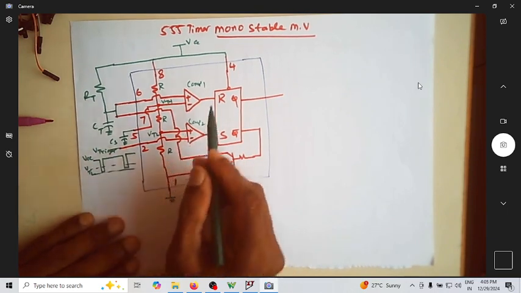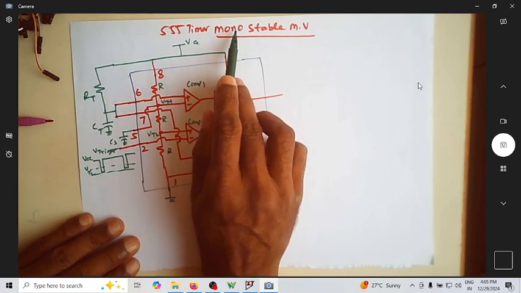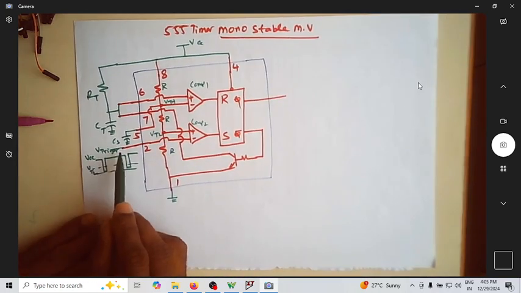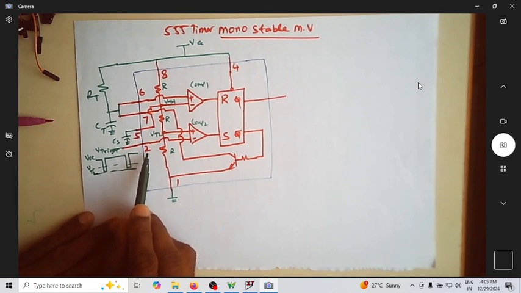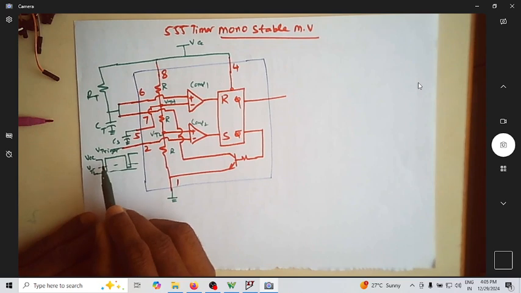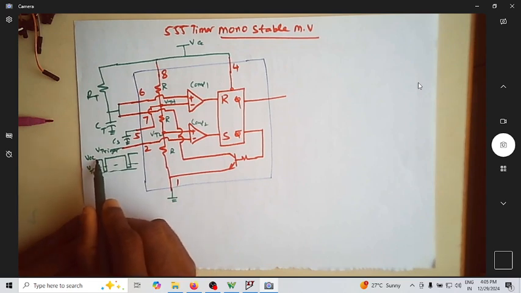We know that for analyzing the monostable multivibrator, we need to give the signal. The signal is given to pin number 2, which is called the trigger signal. We are applying a trigger signal of something like this. It will be at VCC voltage and it goes less than VTL for a small duration, and it will again come back.